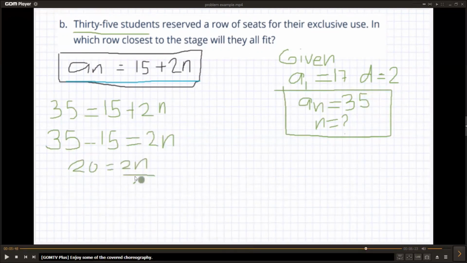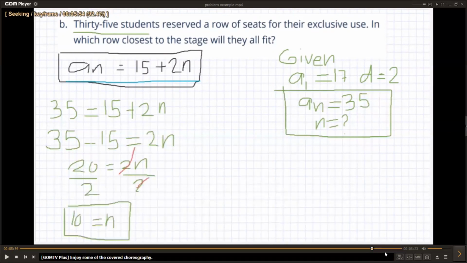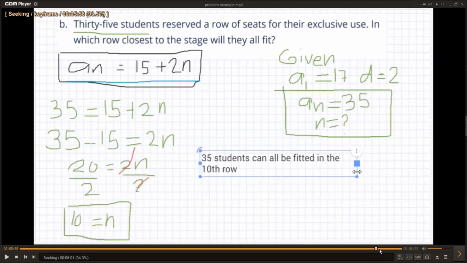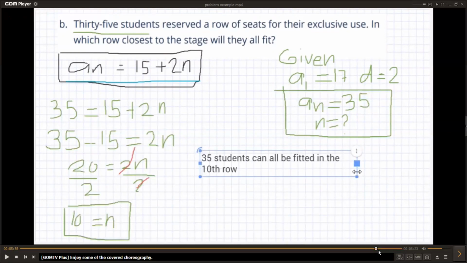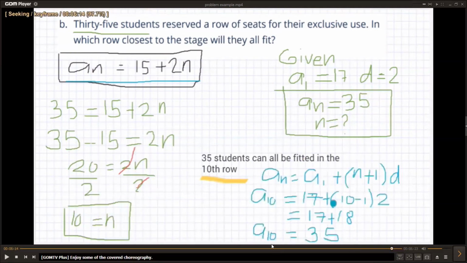Now, how are we going to eliminate 2 so that only n is left on this side? We use the operation division. We divide by the real number 2, both sides. Therefore, 20 divided by 2 is 10. So our n is 10, and we can therefore say that the 35 students can all be fitted in the 10th row. Okay, so that's how you're going to answer this problem.